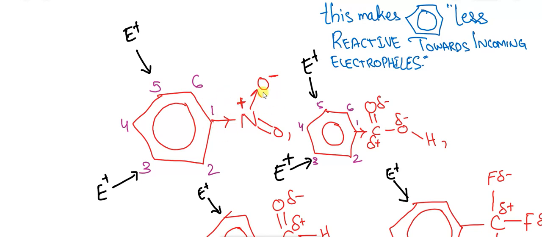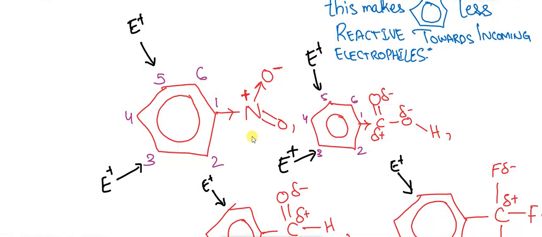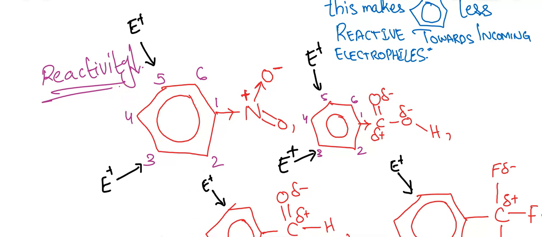The electron density is pulled by the nitrogen atom, and hence the incoming electrophile, as I told you earlier, these groups are 3-5 directing. The incoming electrophile will either get attached to the third position or the fifth position. And the reactivity of the benzene ring actually decreases. So they are called deactivating groups because they decrease the reactivity of the benzene ring. The reactivity with the incoming electrophiles decreases.